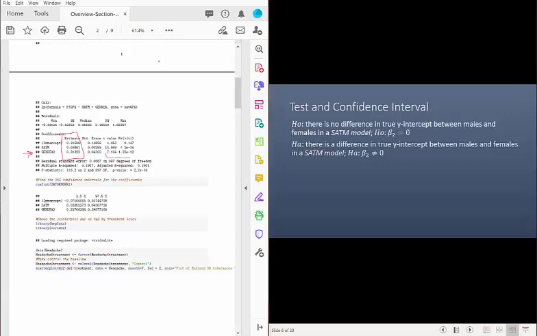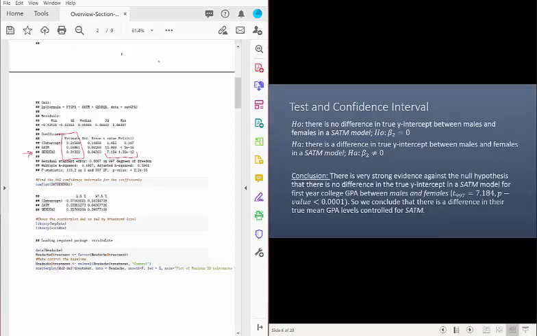Based on this t statistic and p-value, there is very strong evidence against the null hypothesis that there is no difference in the true y-intercept in an SAT math model for first-year college GPA between males and females. This is based on a t statistic of 7.184, where the t distribution under the null has 997 degrees of freedom and a p-value of less than 0.0001. So we can conclude that there is a difference in their true mean GPA levels controlled for SAT math.